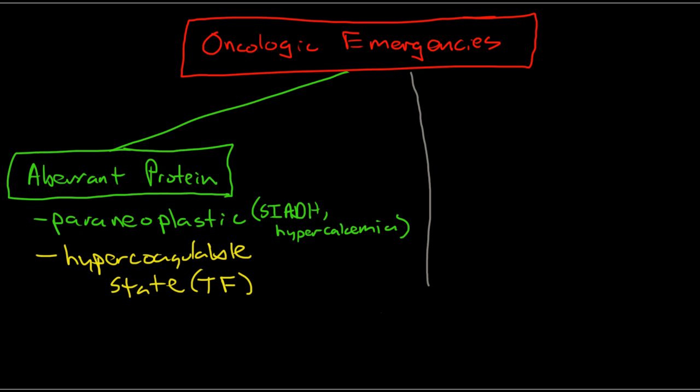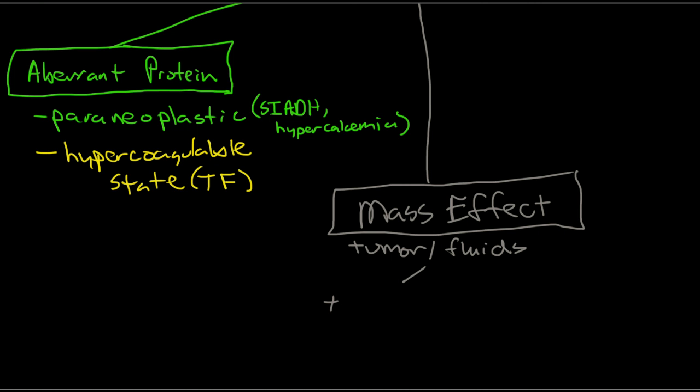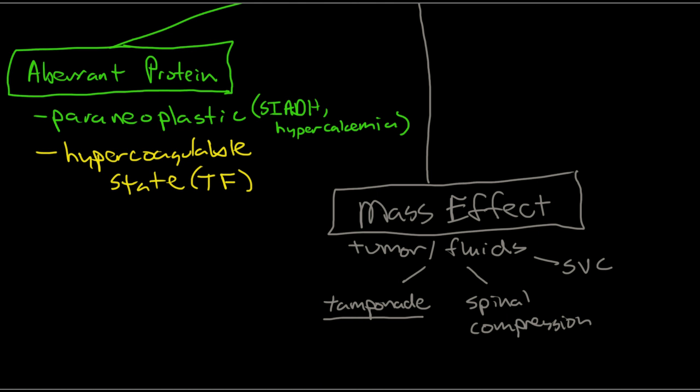Now, the second major issue that causes oncologic emergencies is mass effect. And again, this can be the effect of a growing tumor itself, or the fluids that it secretes, or the bleeding that this causes. Examples of this would include tamponade, when there is fluid accumulating in the pericardial sac and compressing the chambers of the heart, and spinal cord compression, when you have a mass that's compressing in on the spinal cord. Another example is superior vena cava syndrome, or SVC syndrome.